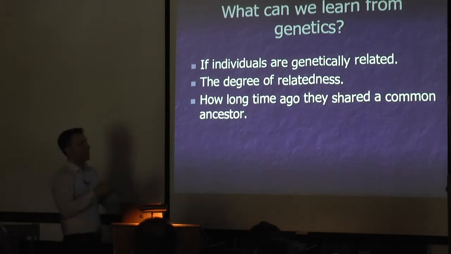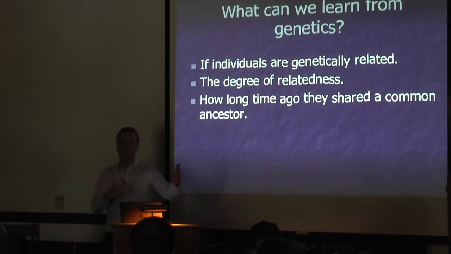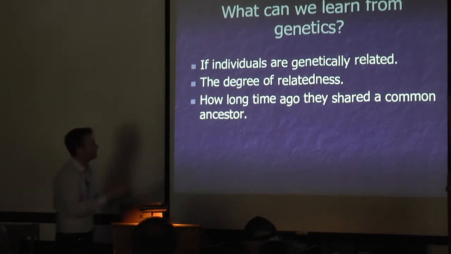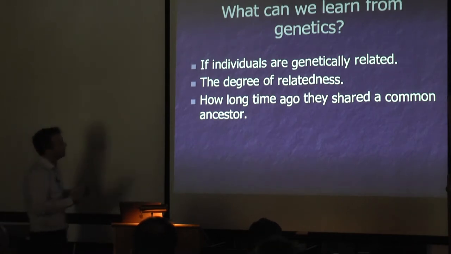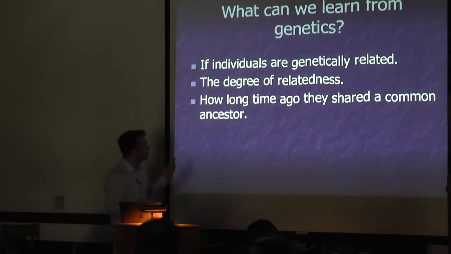But we can also ask what's the chance that it's a grandparent, offspring, or that they are separated by four or five generations or further back in the past, for example. We say something about the degree of relatedness. And then we say something about, with increasing uncertainty, how long ago they have a common ancestor.